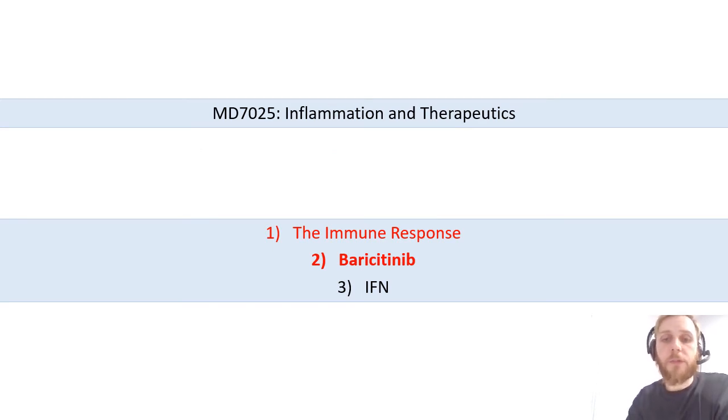Okay, so that's baricitinib. What we want to do now is look a little bit more at interferon.